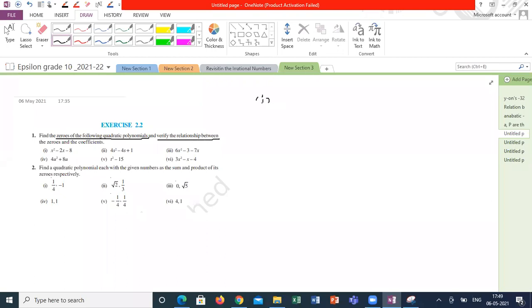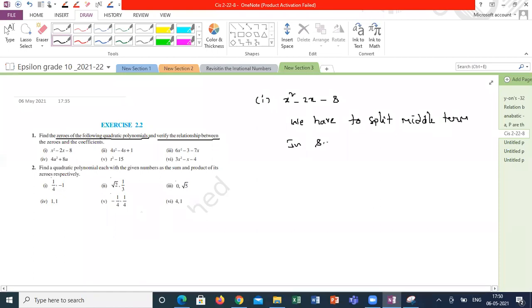So first question, if I am taking x square minus 2x minus 8, what is the rule we are following to factorize a quadratic equation? Anyone? We have to split the middle term in such a way that the sum of the two terms should be equal to the middle term.